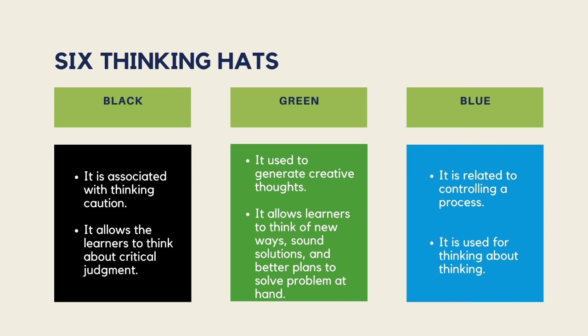Black. It is associated with thinking quotient. It allows the learner to think about critical judgment. Green. It is used to generate creative thoughts. It allows learners to think in new ways, find solutions, and make better plans to solve problems at hand. Blue. It is related to controlling a process. It is used for thinking about thinking.